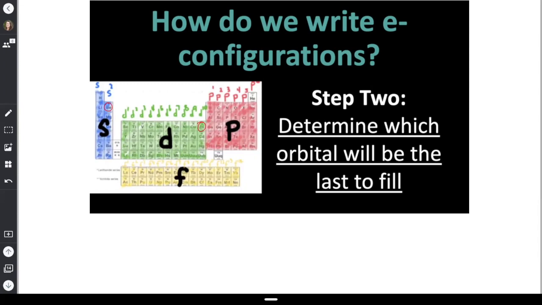Maybe we're looking at silicon, 3p2 would be the last thing you write. So that's just a way to help you self-check yourself as you're working along. Then we have step 3.